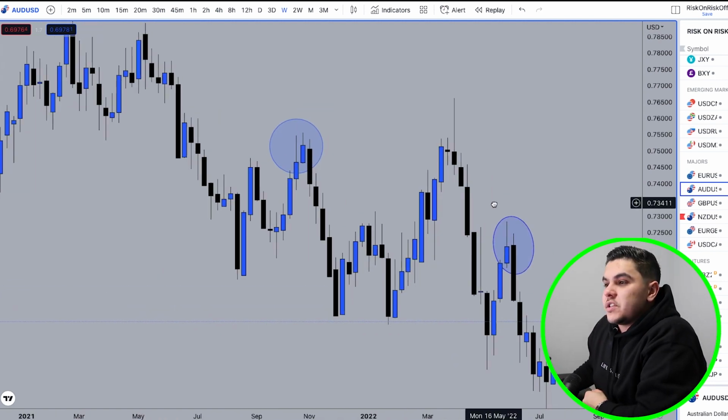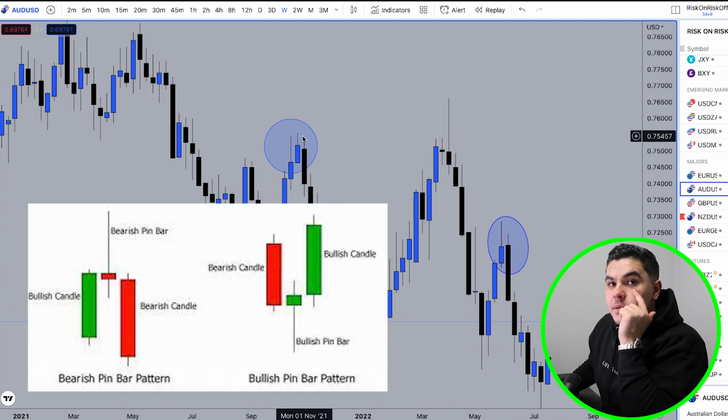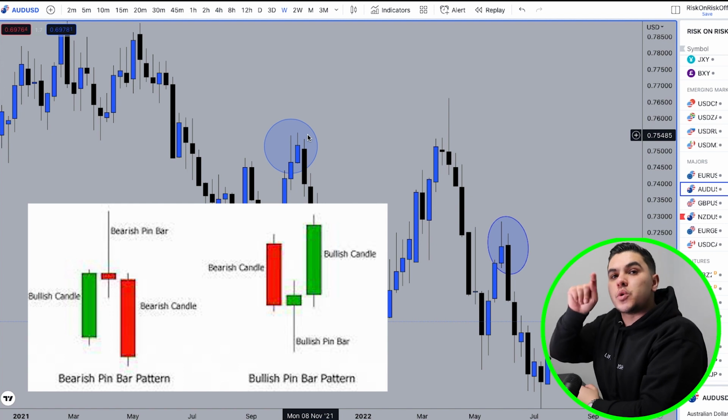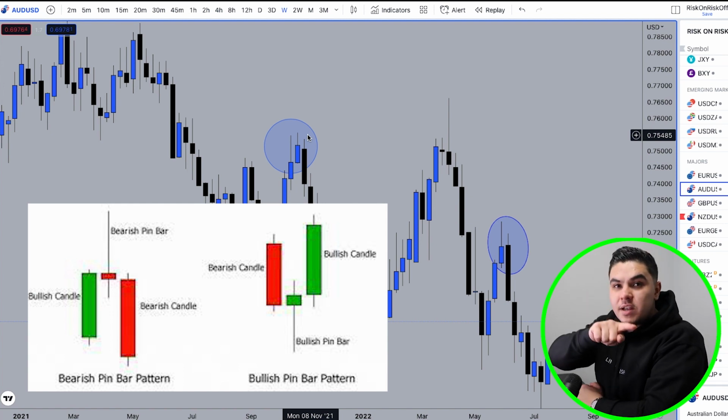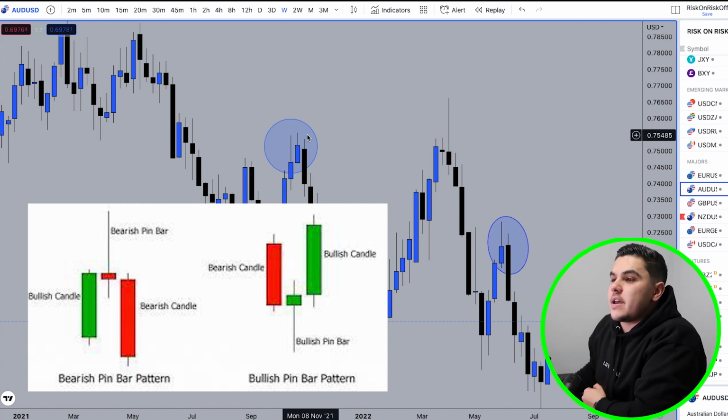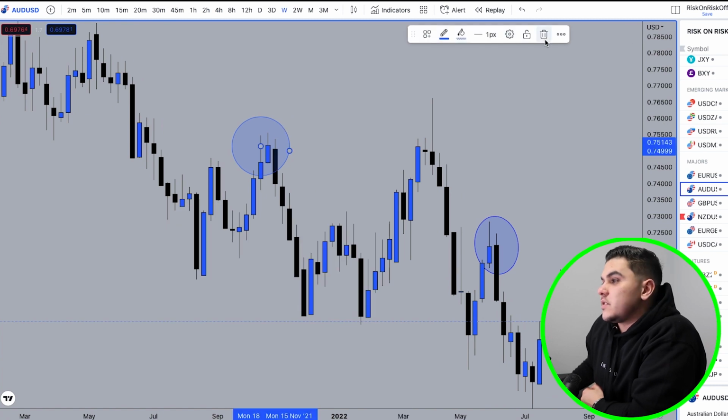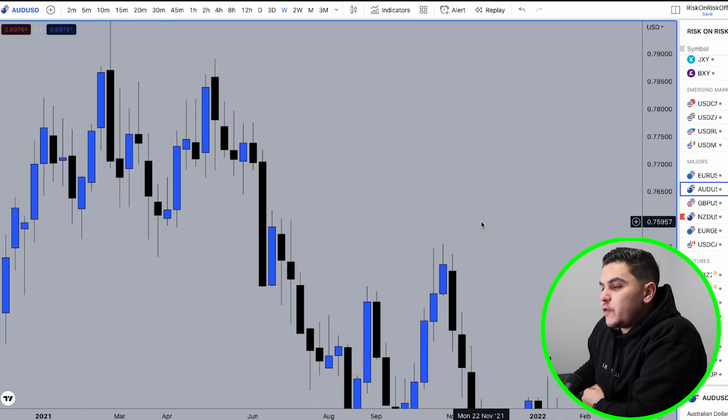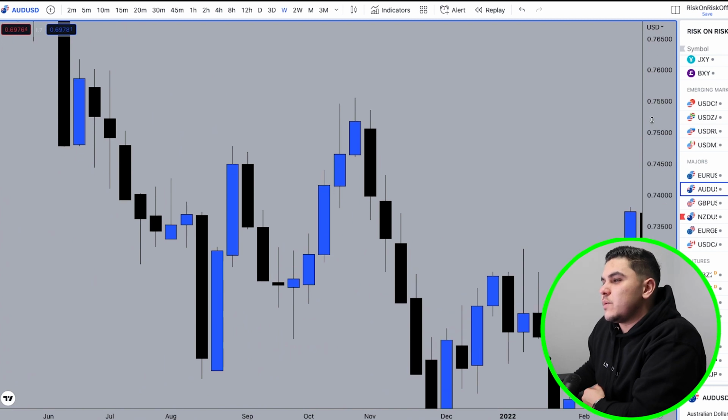Now, the beauty of this example is what I'm going to show you is a 3-pin pattern. Now, all that a 3-pin pattern is, is a head and shoulders on the lower time frame. So you had your left, you had your head, you had your right. Let me delete this because this keeps zooming in. There we go.